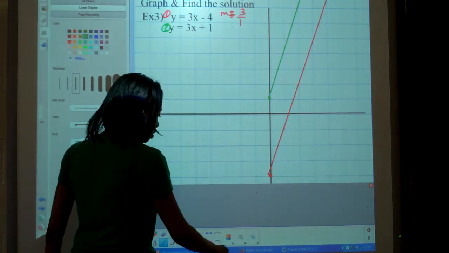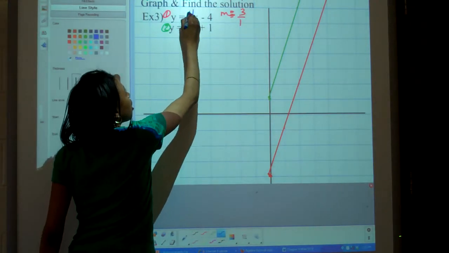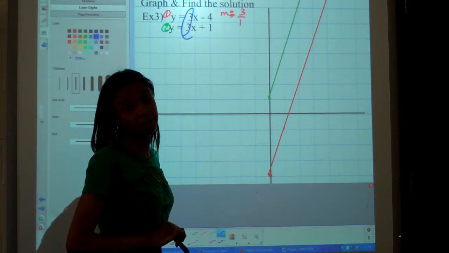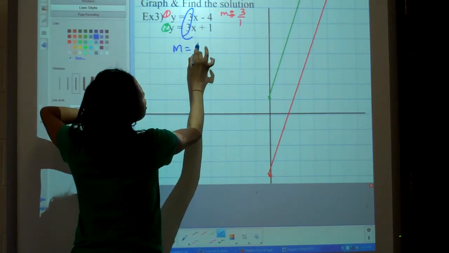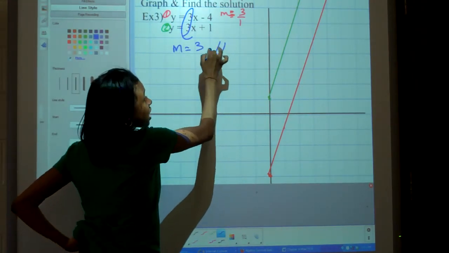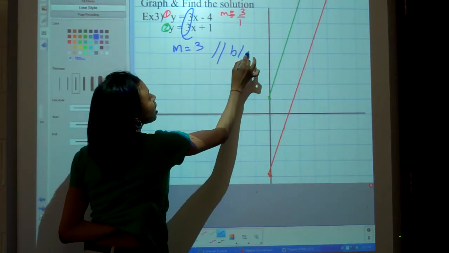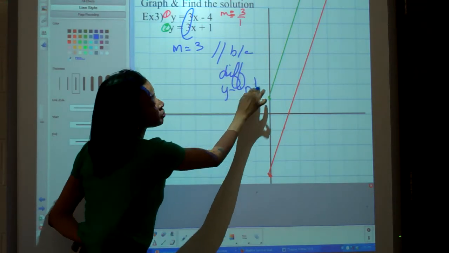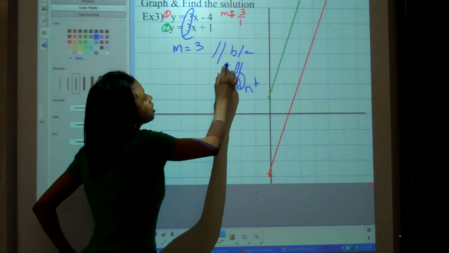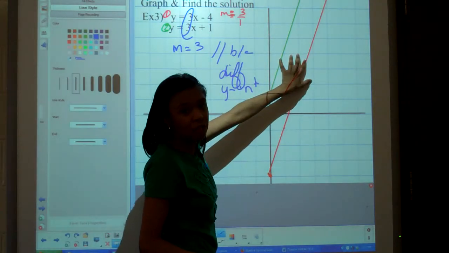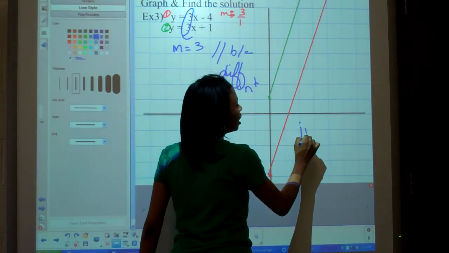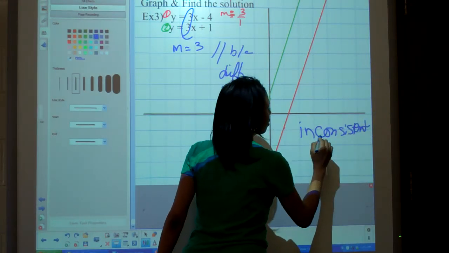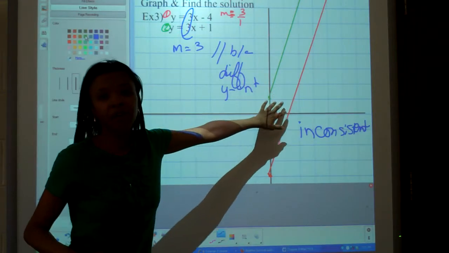How do we know these are parallel? Well, let's look at the slopes. Both of the slopes are the same, but they have different y-intercepts. Both of the slopes equal 3. This means that in this case it's going to be parallel because they have different y-intercepts. Okay? And on this one, because they're going to never touch and be parallel, this is called inconsistent. Okay? They will never ever intersect.